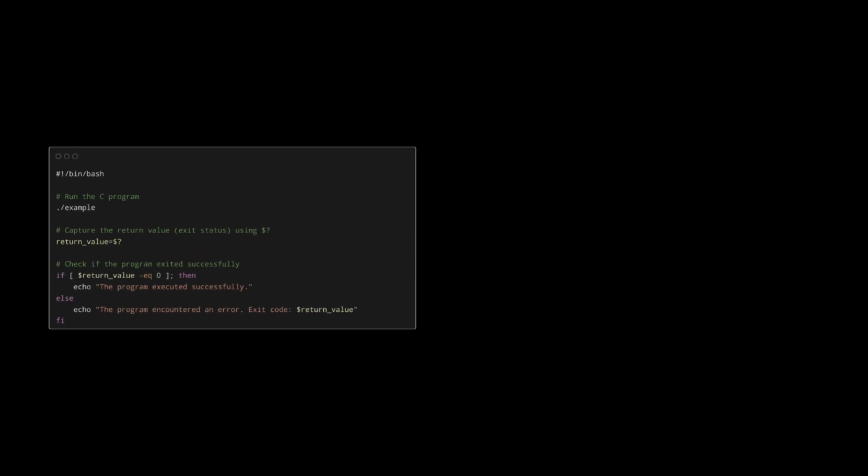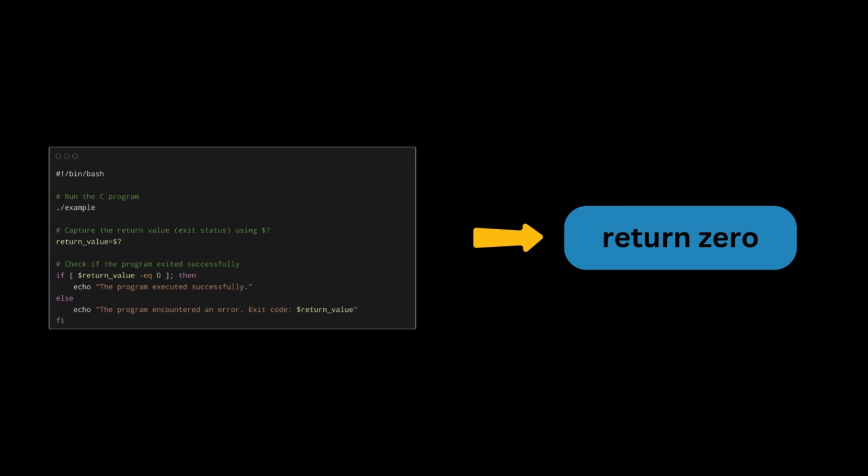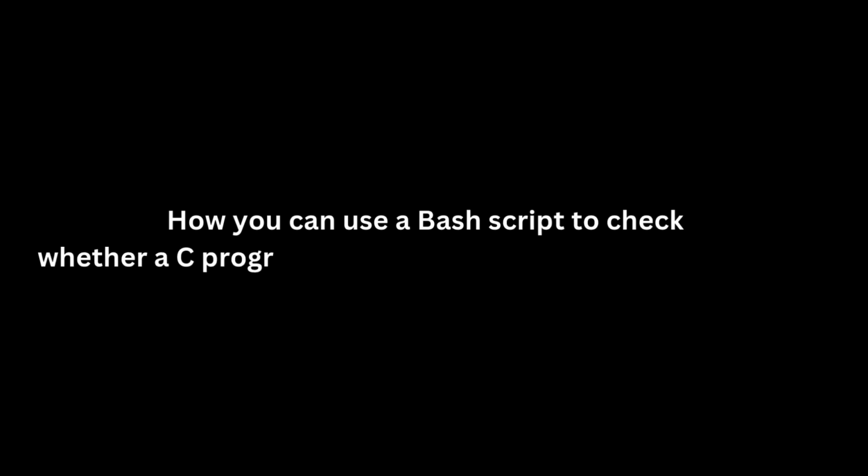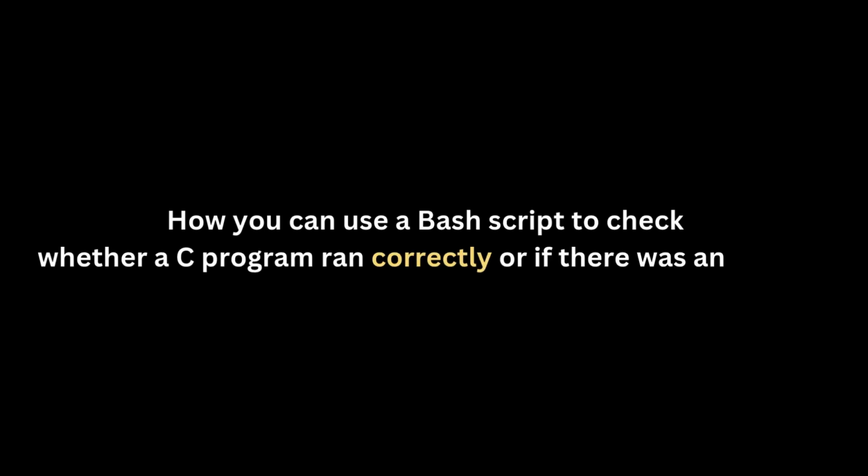The script checks if the return value is 0, which means the program ran successfully. If the value is anything else, the script assumes there was an error and prints the exit code. This is how you can use a bash script to check whether a C program ran correctly or if there was an error.